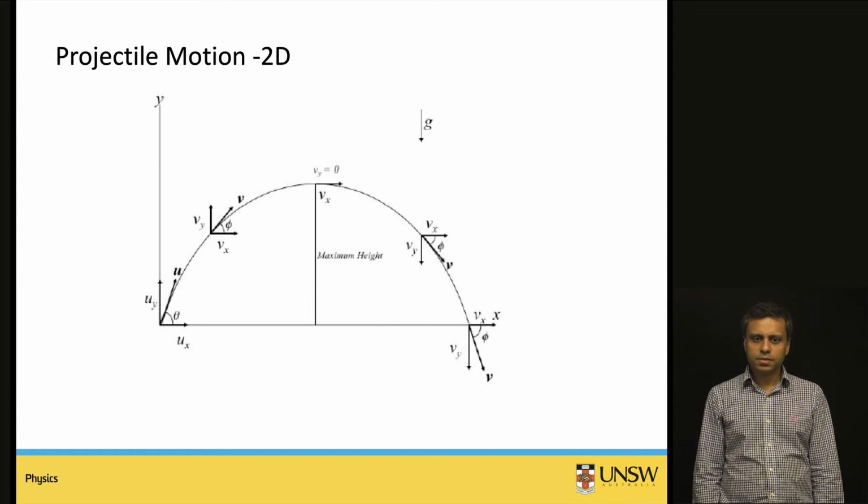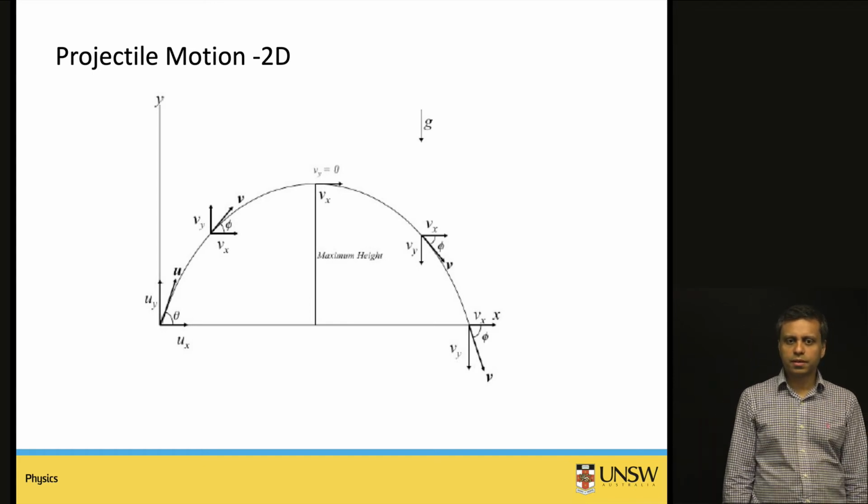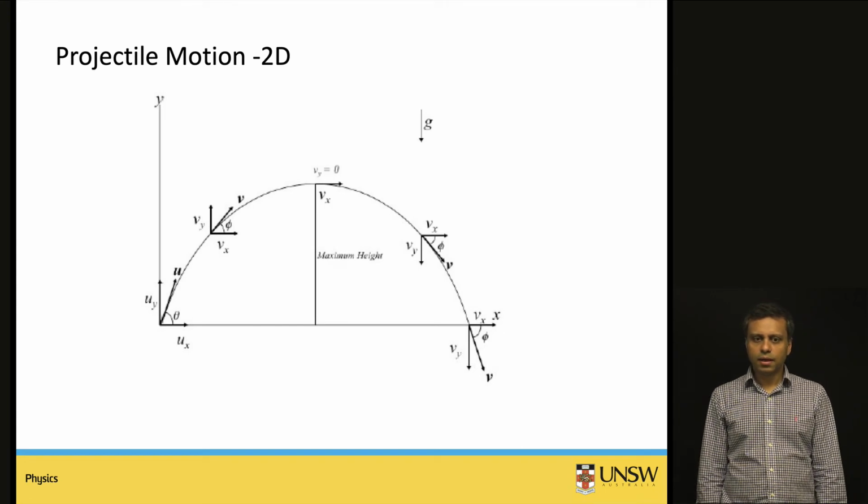And over here in this plot, the xy position of a particle undergoing projectile motion is shown, and the velocities are shown at each point along the path.